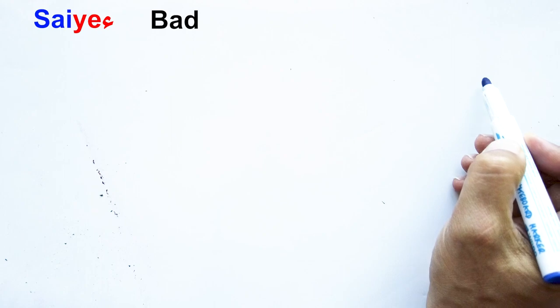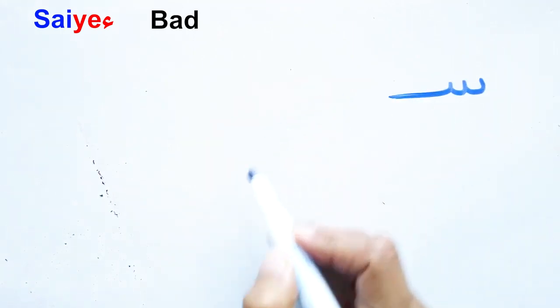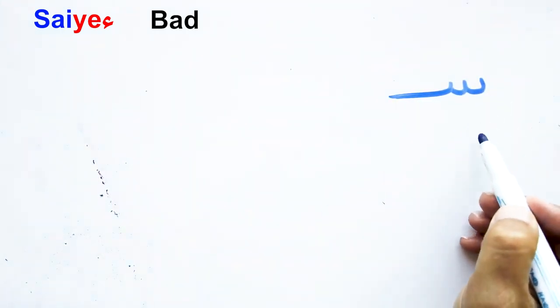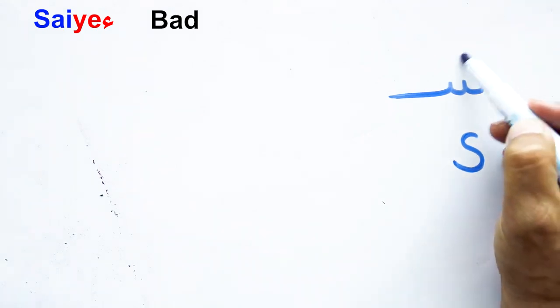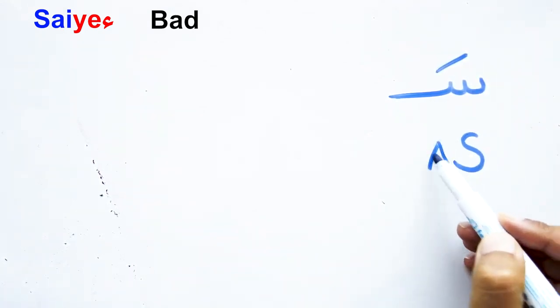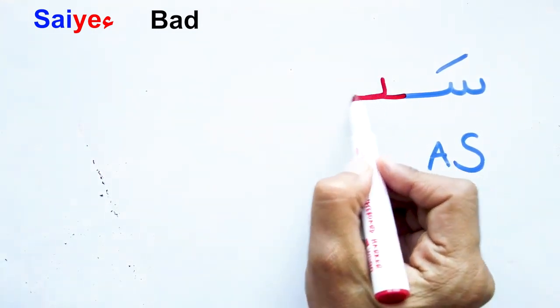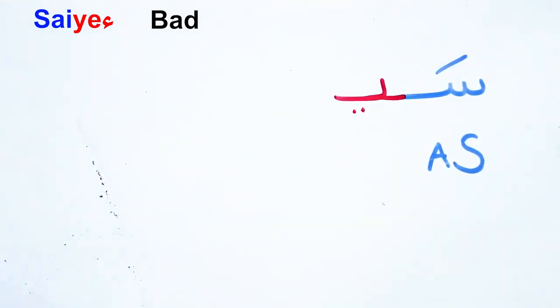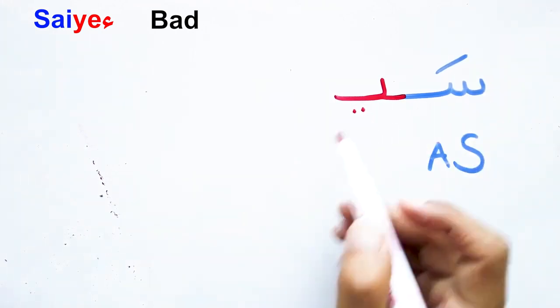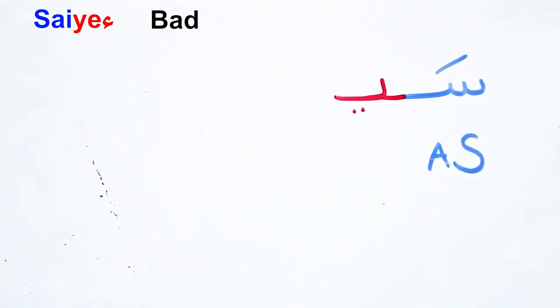Sayyi. The sound of S. So we have S here. Sa. The sound of A. Say. Now we have, like the previous word, the same letter. So say, but pay attention, I say what? Say.